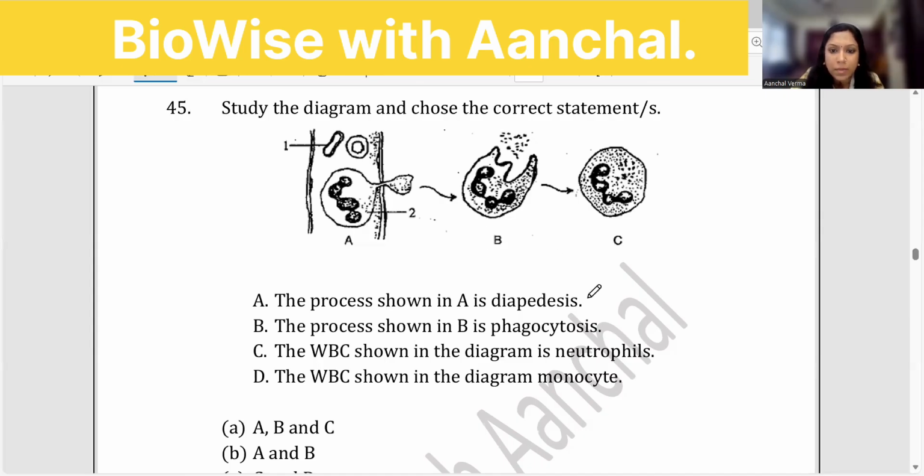in A is diapedesis. That is right. Oozing out of WBC at the site of infection is called diapedesis. The process shown in B is phagocytosis. That is also correct. It is eating up the foreign particles. The WBC shown in the diagram is neutrophil. That is also correct because it has numerous lobed nucleus. And the WBC shown in the diagram is monocyte. That is not right. So let us move ahead.